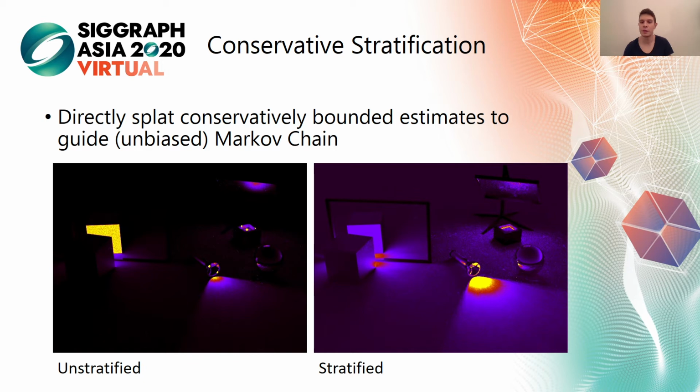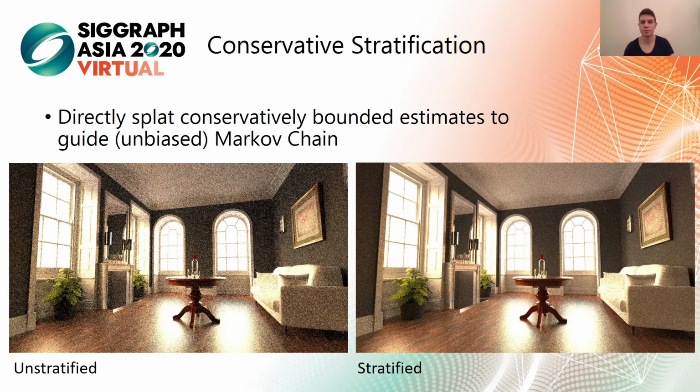This becomes visible in a false color visualization, counting the number of times that the Markov chain reached each pixel. In the unstratified case, most time is wasted on exploring the directly visible light sources. In the stratified case, the light sources do not get any more samples than their surroundings. Our approach can also improve results in less contrived scenes whenever we face a high dynamic range.